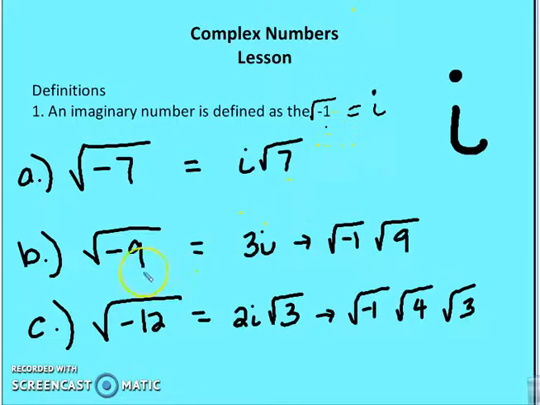All right, so the next one, you'll get square root of negative 1 times 9, which is the same as 3i. Second, square root of negative 1 times the square root of 4 times the square root of 3. Square root of 4 is a perfect square, so this becomes 2i root 3.